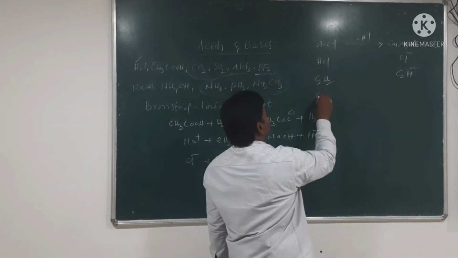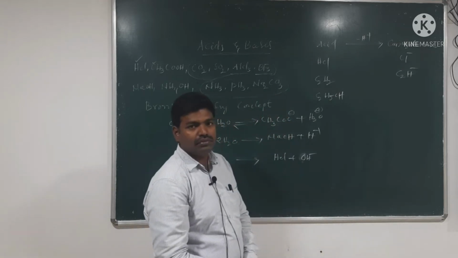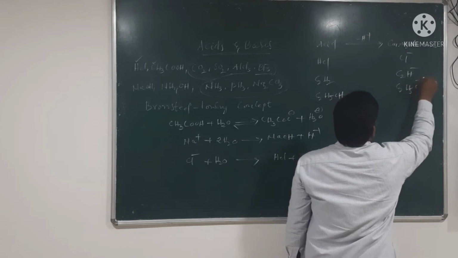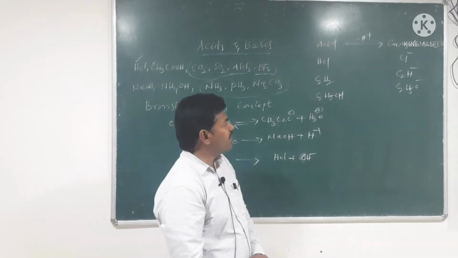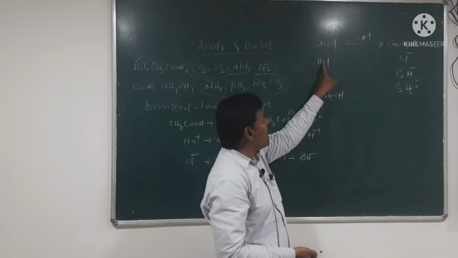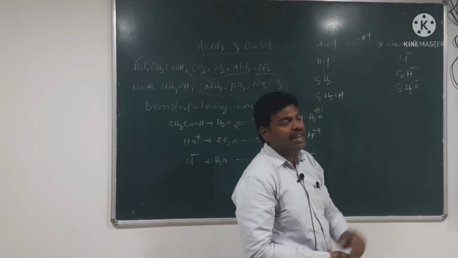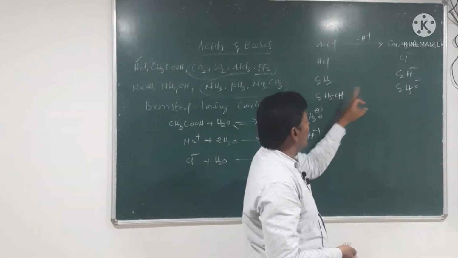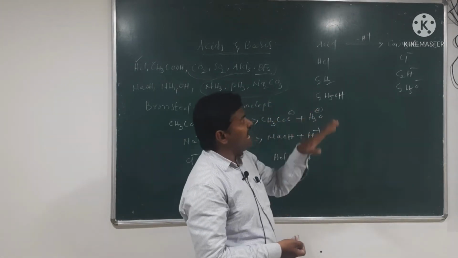And C2H5OH, its conjugate base is C2H5O minus. Okay, this is the acid and this is its conjugate base; these two differ by an H plus ion, and so on for each pair. So these are called conjugate acid-base pairs.